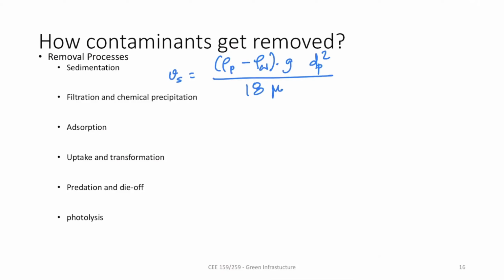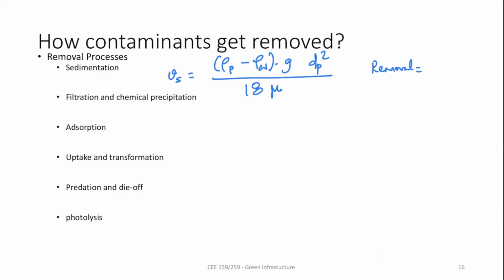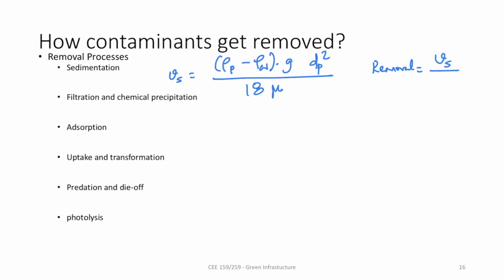So that's the settling velocity, and particle removal is basically settling velocity divided by overflow rate. If your settling velocity equals the overflow rate, then everything is removed. If the overflow rate is faster than the settling velocity, that means before it settles, some of the particles will overflow. So that's how you can calculate that.